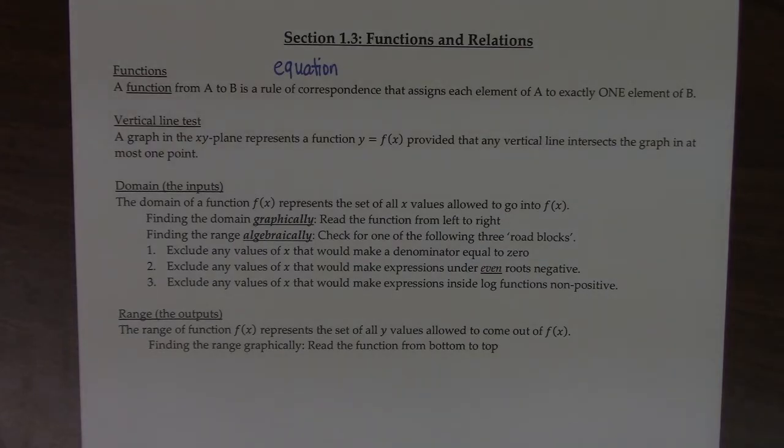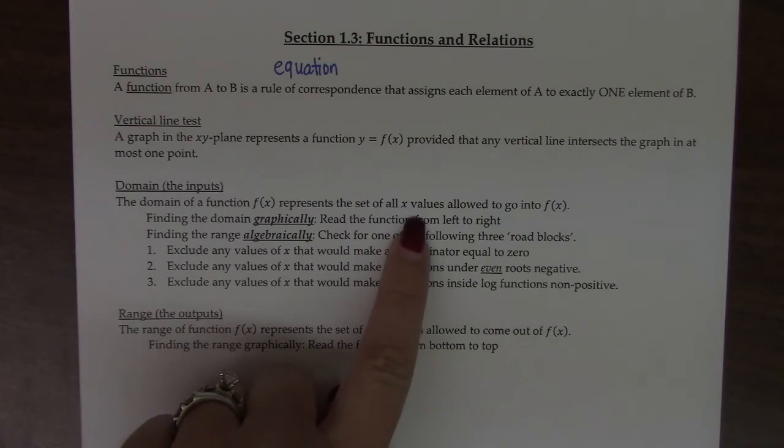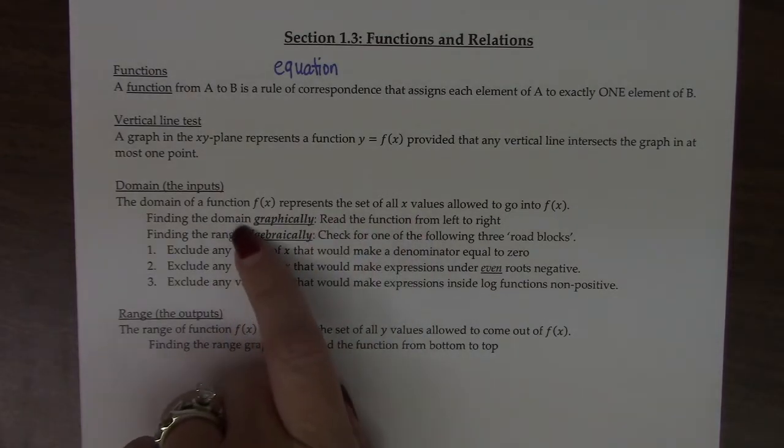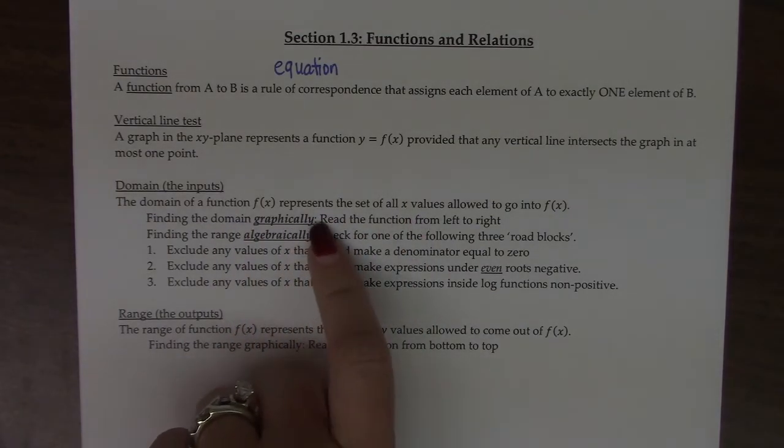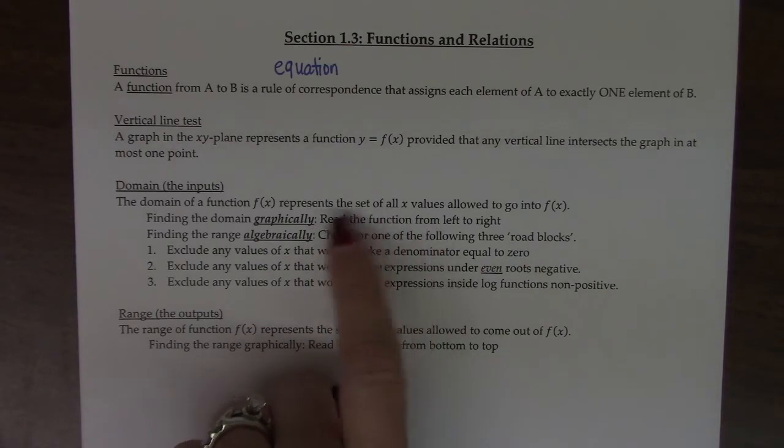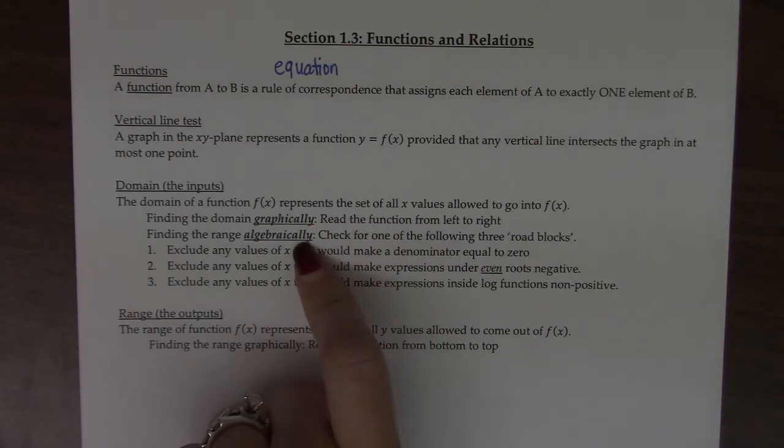When we talk about functions, we also talk about their domain and their range. So the domain is the input values, right? It's all the values of x, or whatever variable we're using as the input variable, that are allowed to be plugged in, meaning they're going to return an answer. So if we want to find the domain graphically, we read the function from left to right and we list out all the values that return a y.